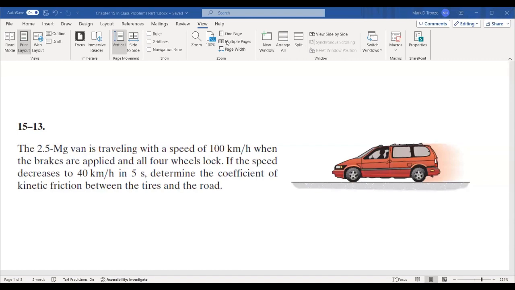Next, we're going to look at problem 15-13. The 2.5 megagram van is traveling with a speed of 100 kilometers per hour when the brakes are applied and all four wheels lock. If the speed decreases to 40 kilometers per hour in 5 seconds, determine the coefficient of kinetic friction between the tires and the road.